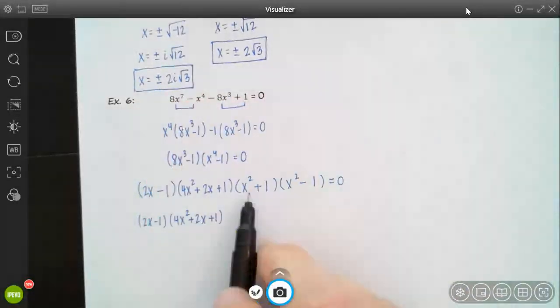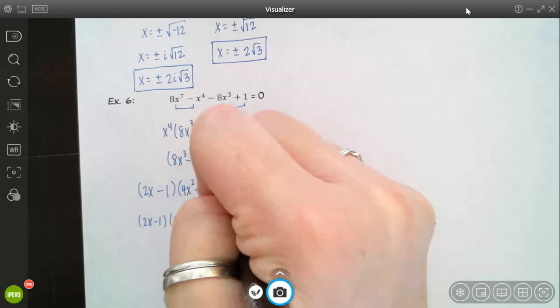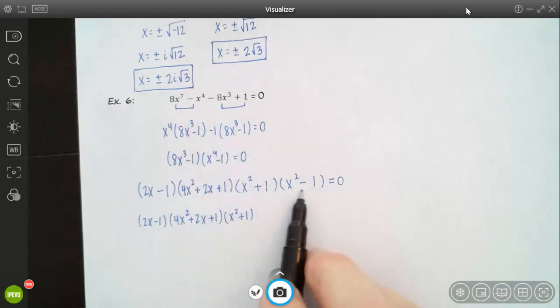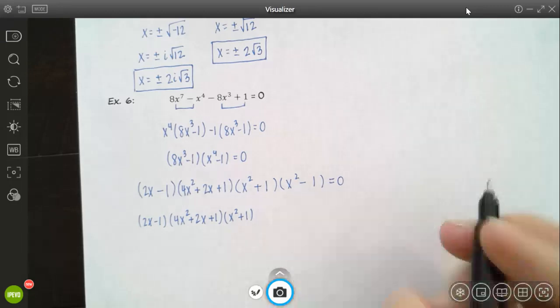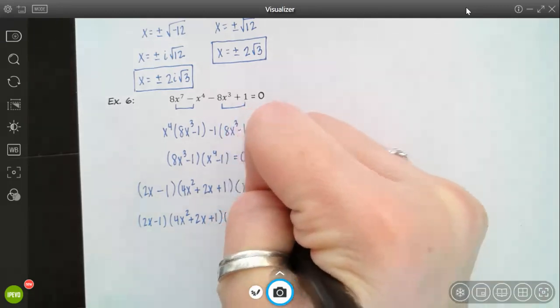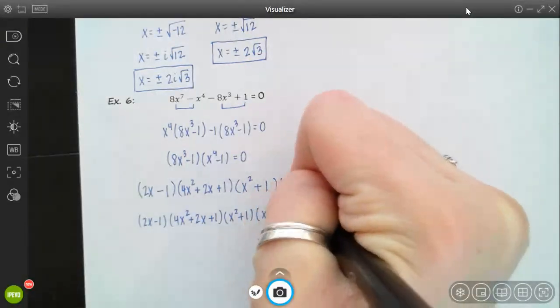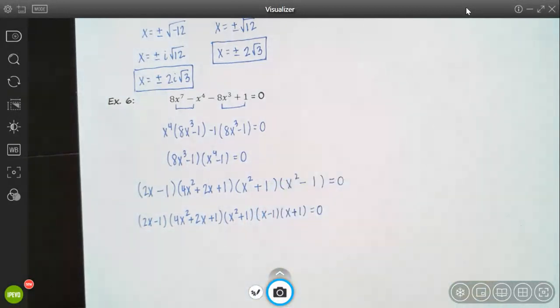But then this x squared minus 1 is a difference of 2 squares, so I can go ahead and use the difference of 2 squares factoring pattern on this one. So x minus 1 and x plus 1. And again, bring down the equals to 0 in every single step. So at this point, this is where I'm going to go ahead and separate all of these out and use the zero product property to solve.